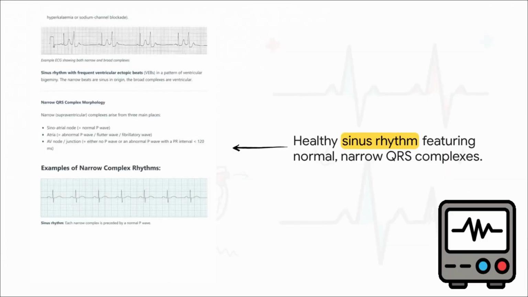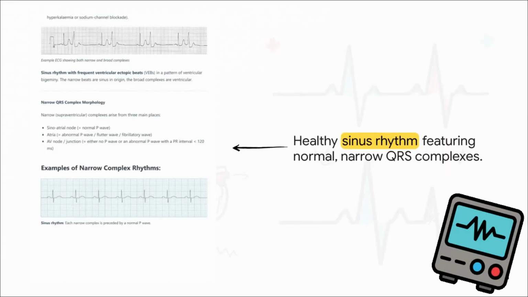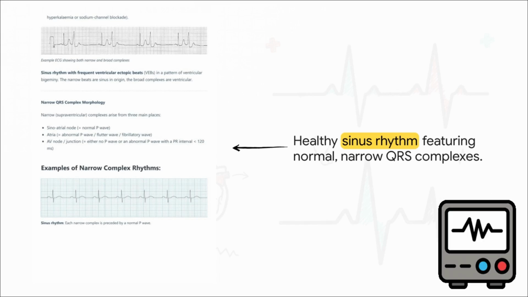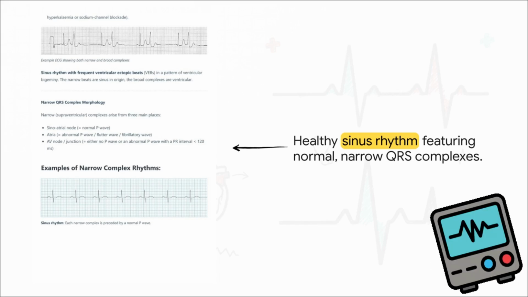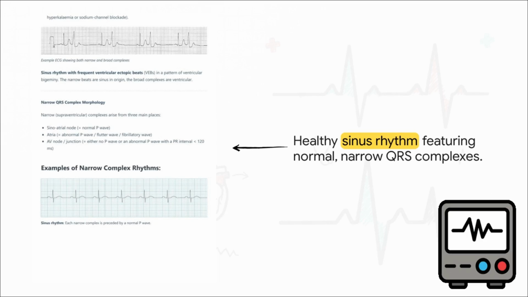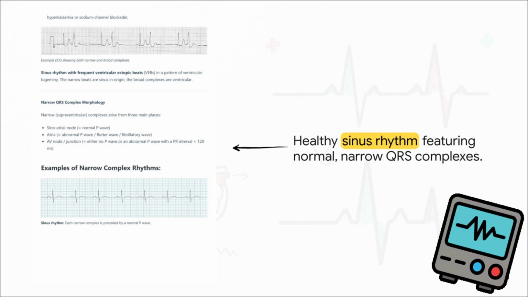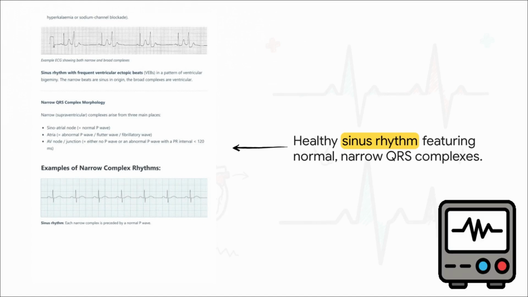Here's what a healthy baseline looks like. This perfectly illustrates a normal, narrow complex sinus rhythm. See those sharp, tight spikes? That means the electrical signal is efficiently utilizing the normal His-Purkinje pathway. It's zipping right through the heart's natural high-speed highway exactly as it should.